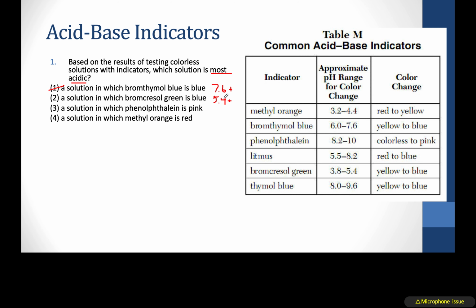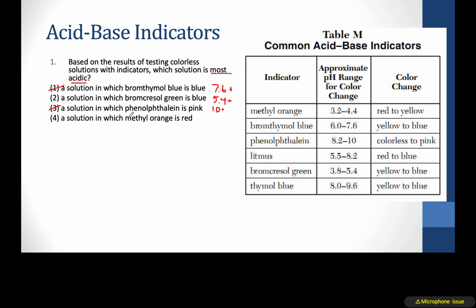Okay. Number 3 says a solution in which phenolphthalein is pink. All right, so if phenolphthalein is pink, it's on this end of the range. That means it has to have a pH of 10 or higher. All right, so 10 or higher, that's very basic. That's not acidic at all. Okay, so right now it looks like number 2 is going to be it because that's not right. But let's try the last one.